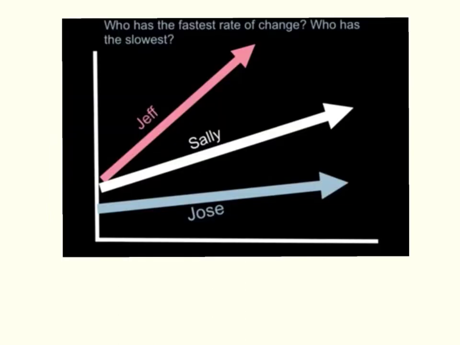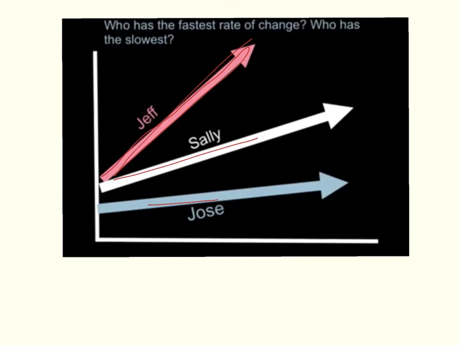All right, last problem here. So we want to figure out who has the fastest rate of change, or in other words, the steepest slope. Okay, so when we look at our lines here, basically all we want to figure out is who is changing faster, who has a bigger rate of change. Well, in this case, Jeff is going up way quicker than Sally or Jose.